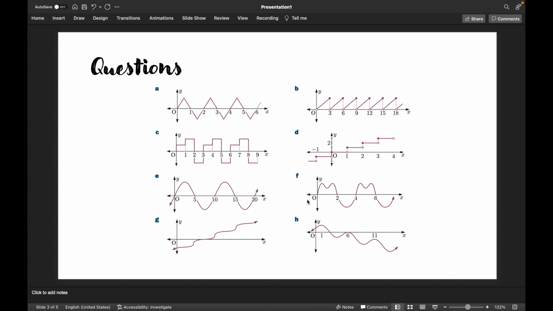Okay, now that you know the definition and we've looked at a few examples, try to solve this. Try to find which of these are periodic functions and which of them are not. I'll give you 2 minutes, pause the video, and then you can come back.